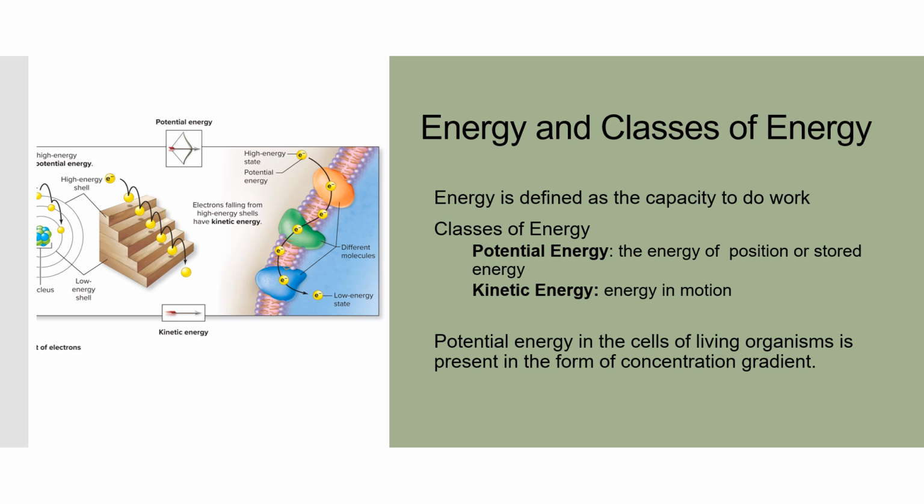Potential energy is energy associated with an object's position or stored energy. Examples in cells are observed as concentration gradients across cell membranes. This represents differences in the amount of substances between the inside and outside of a cell. Kinetic energy is energy linked to motion. Energy can be converted between potential and kinetic energy forms.